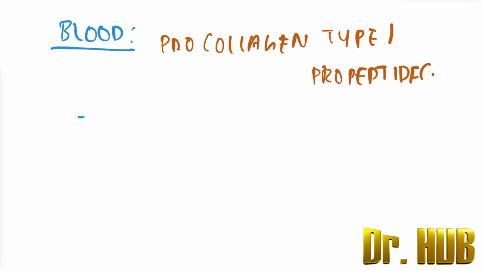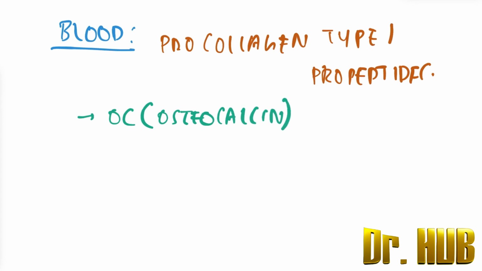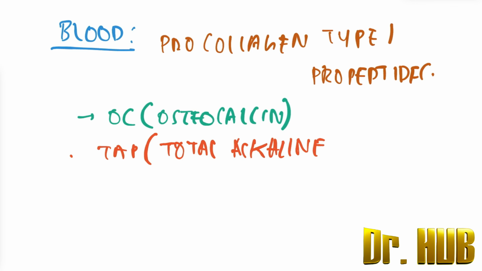Then there is also the presence of osteocalcin. We're writing it as OC, or we can expand it as osteocalcin. Then there is the TAP, that is the total alkaline phosphatase.